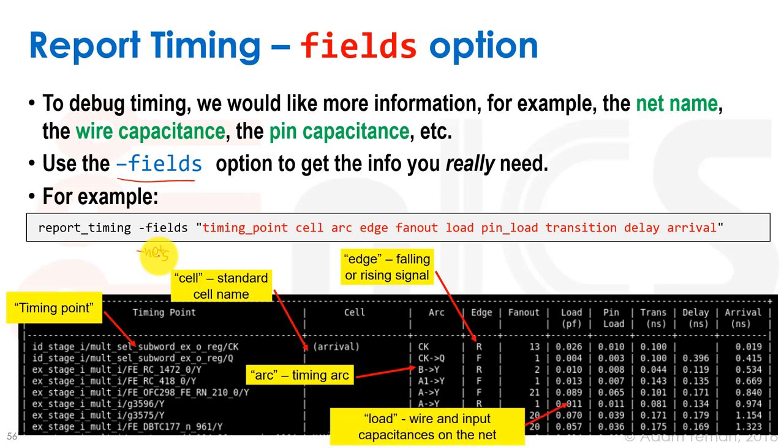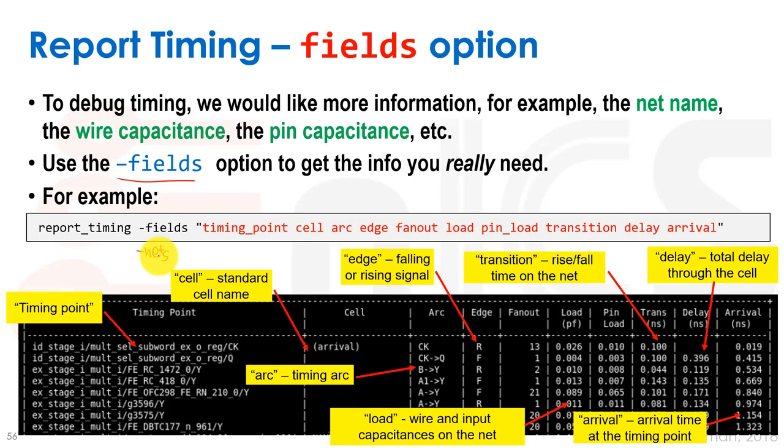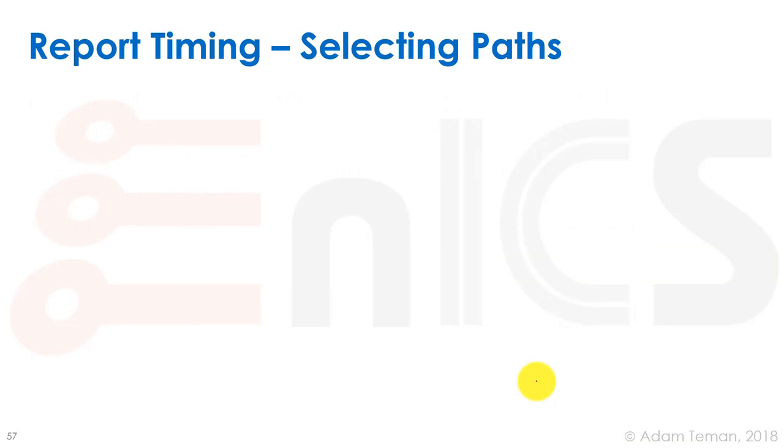Okay, what the wire load was, what the load of this net was. Okay, what the transition time was, what the total delay through the cell was, and what the final arrival time was. I didn't mention here, also the fan out of this driving pin. So that's kind of what I like to look at.